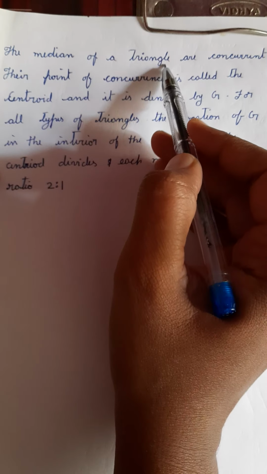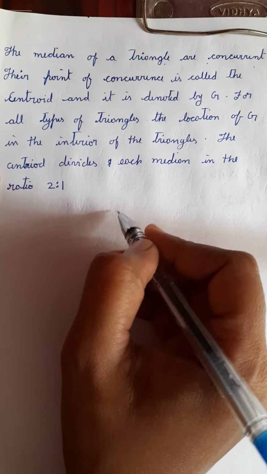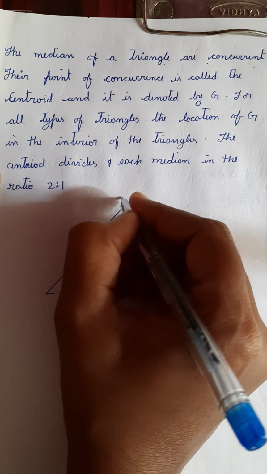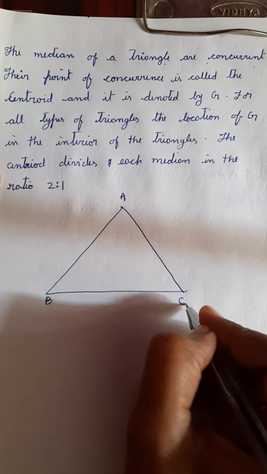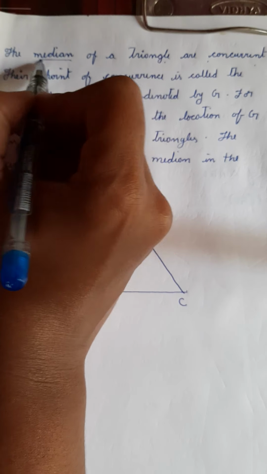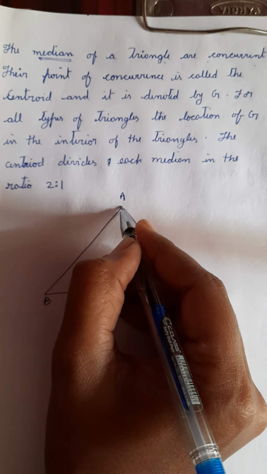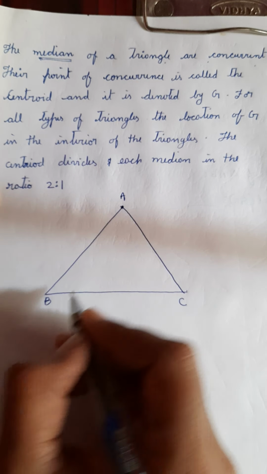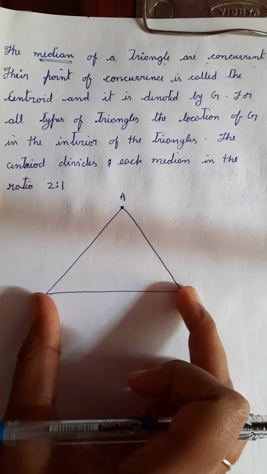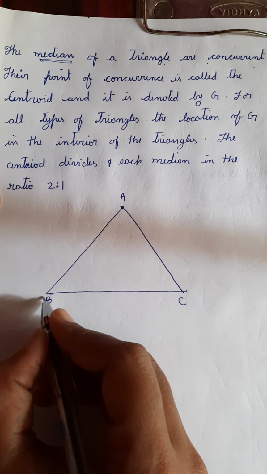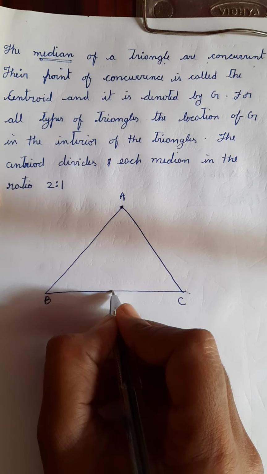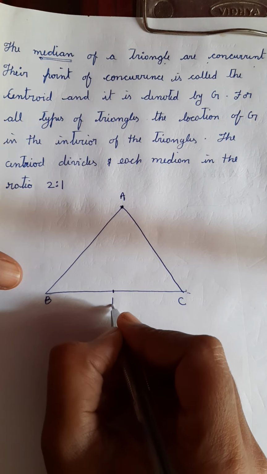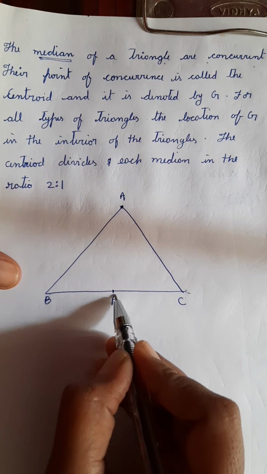The medians of a triangle are congruent. So here I will draw one triangle ABC, and in this triangle, median means: the vertex is A and the opposite side is BC. The midpoint of BC I will take as P. Midpoint of BC is P.